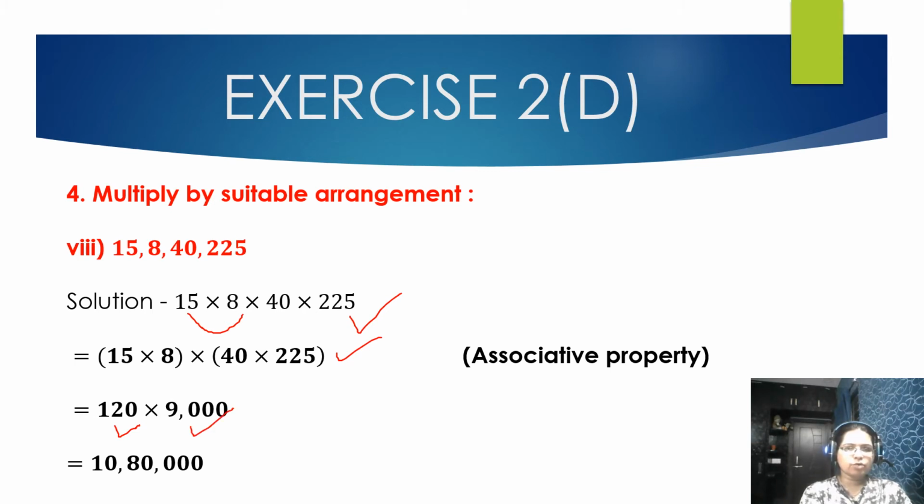Now 120 multiplied by 9,000 we get 10 lakhs 80,000. So we get 15 multiplied by 8 multiplied by 40 multiplied by 225 equal to 10 lakhs 80,000.